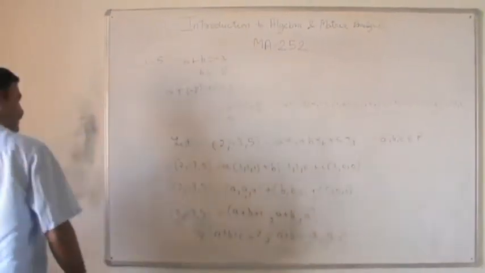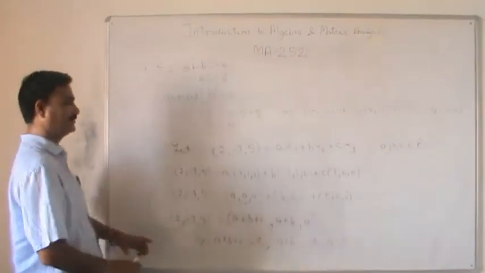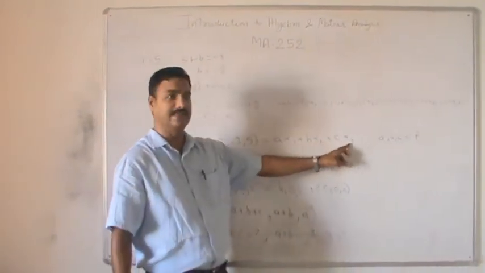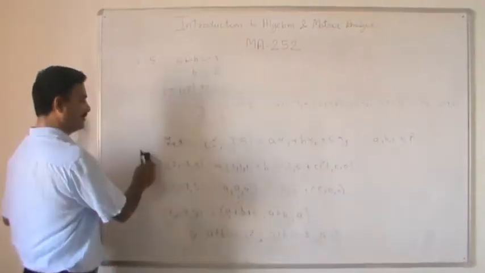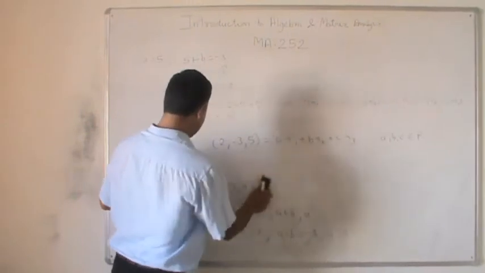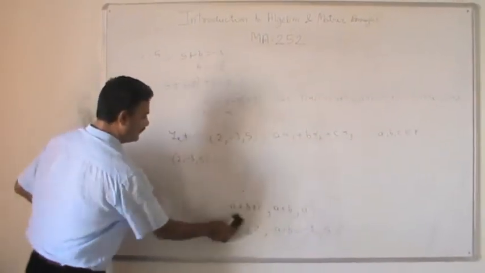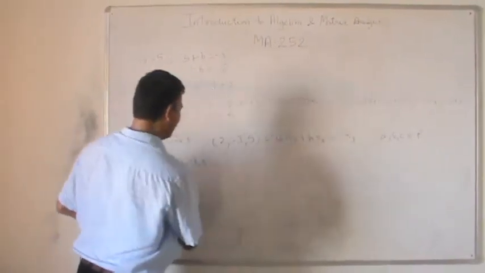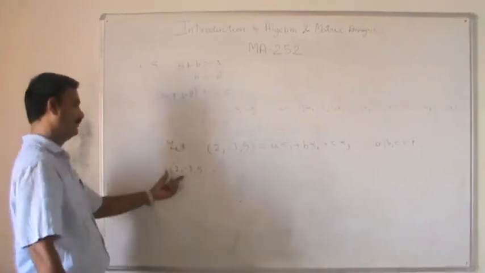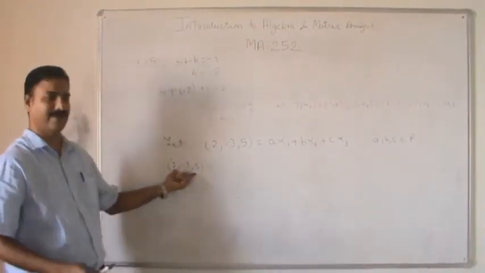So in this manner, we determine all three unknown scalar values A, B and C. So now we can easily express our vector (2, minus 3, 5) in terms of alpha 1, alpha 2 and alpha 3. Now it becomes a linear combination of these three vectors.